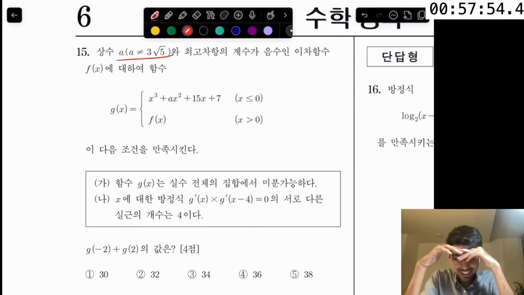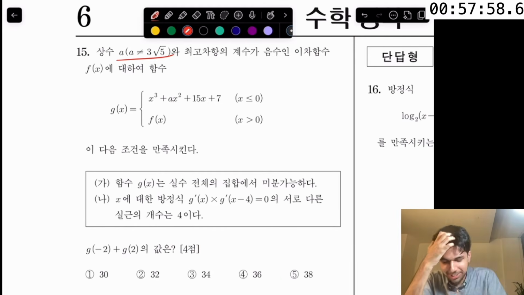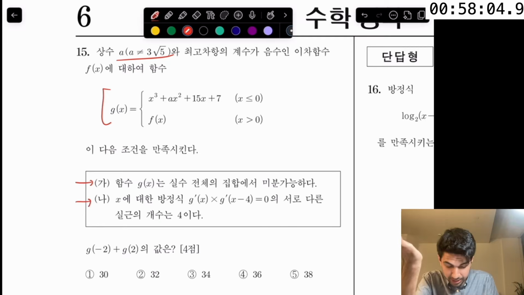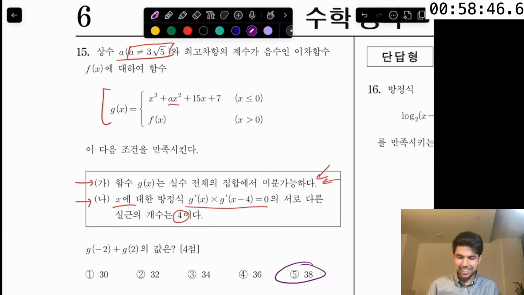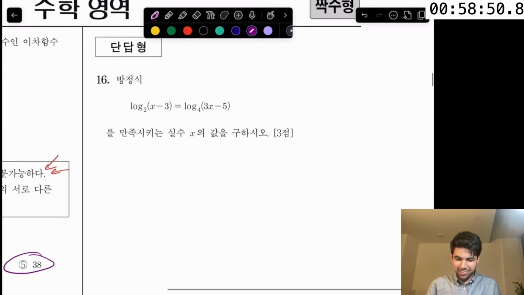Once again, I've been staring at this question for 2 minutes, and I have no idea what's going on. Obviously there's a piecewise function defining G. This looks like it's 2 separate facts, but I feel like this first one is something that I need to know. I don't even know where to start. This is a bad start to today. Out of these choices, let's go with 38, because why not? And again, we're marking it. All right.